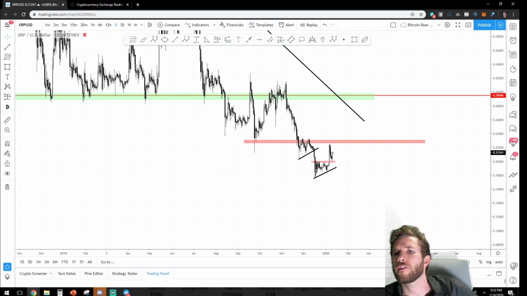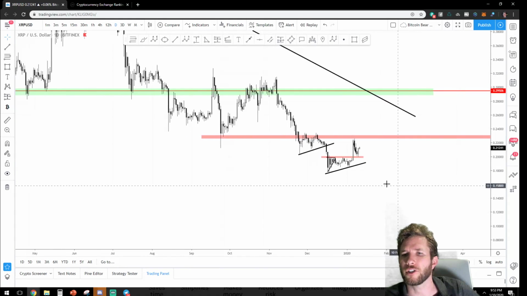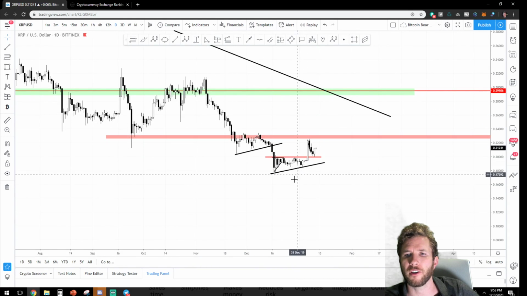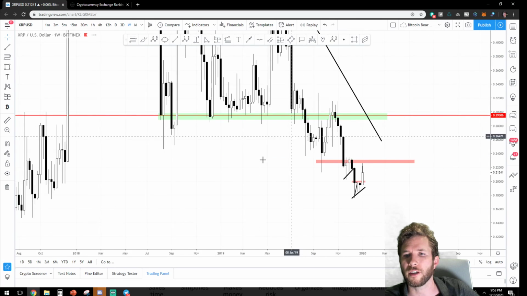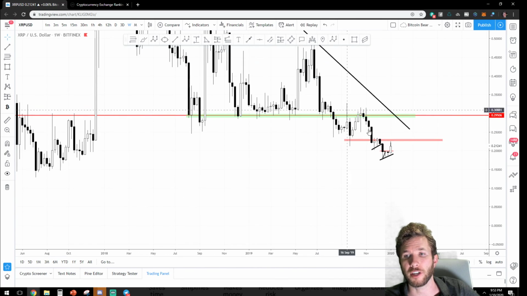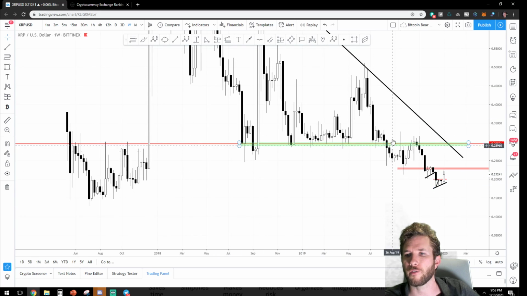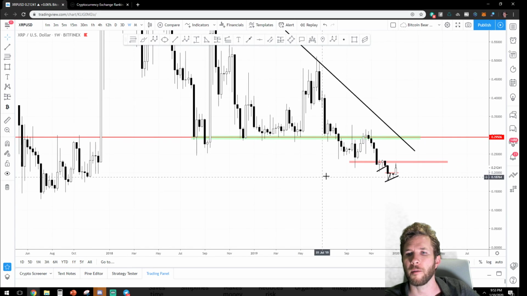XRP just broke out of a 20-day consolidation. Yeah, I mean, this is very low time frame. I just look at it from a weekly perspective. If I was going to day trade it, sure, but if I'm looking at it from a long-term investment, this is not something that I would want to trade.